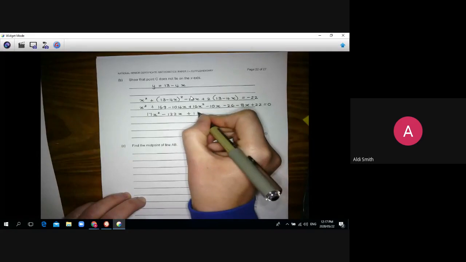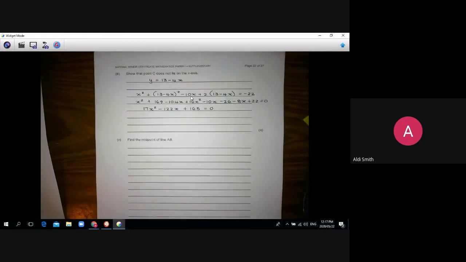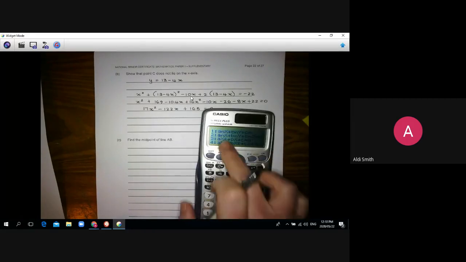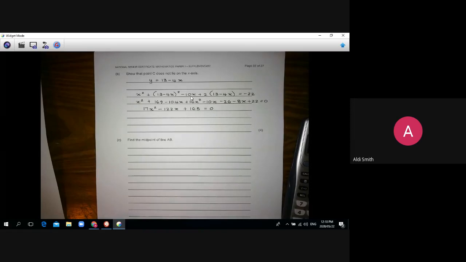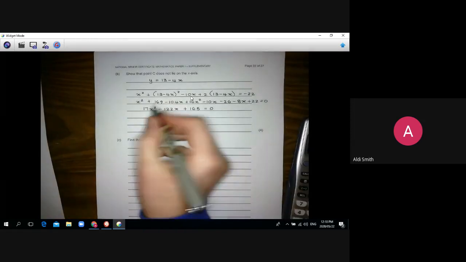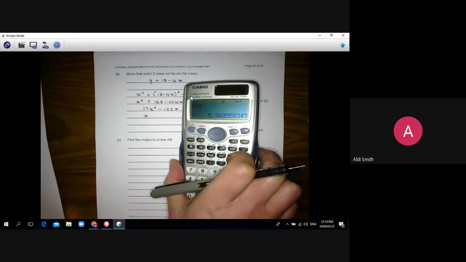And now just to save time, I'm going to use the equation function on the calculator just because it will make things go much faster. So I'm going to change it to the equation mode, selecting the quadratic equation, and I'm going to just use that 17, minus 122 and 165. And it says x is equal to 5,36, which we will round off, although we don't really have to round it off to 1 decimal place. We can keep it like that for now. 5,36855.